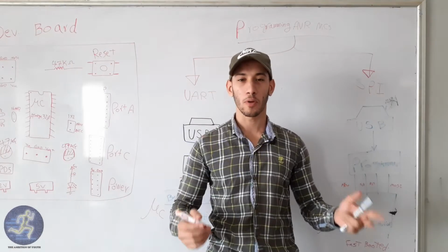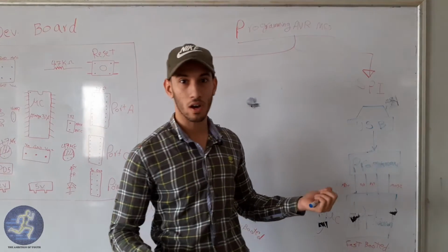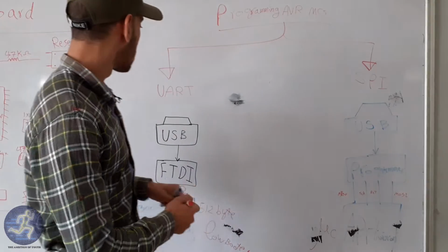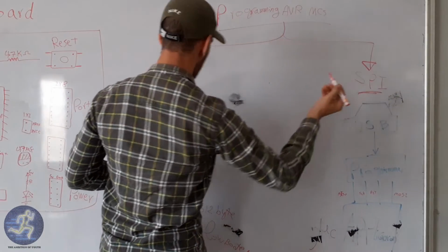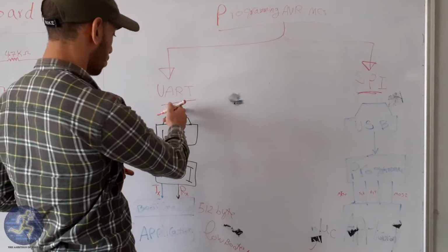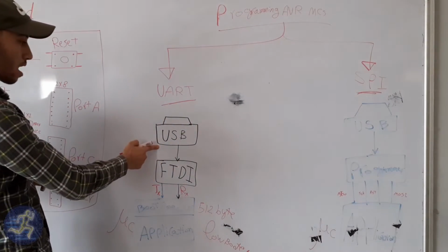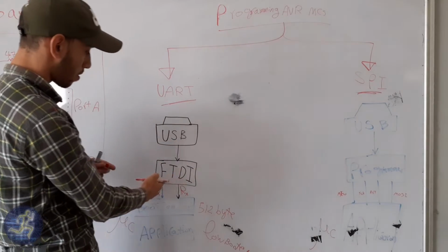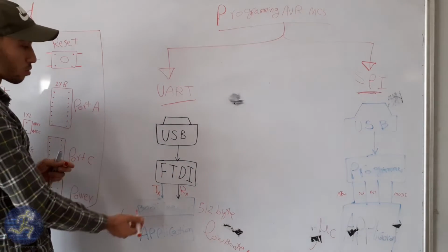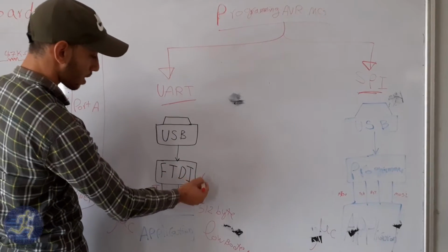We have two most popular methods of programming AVR microcontrollers. First, we have UART, and second, we have SPI. I'm going to speak a little bit about UART. We have a USB connector to connect it to our PC, and then an FTDI chip to convert from USB to TTL.